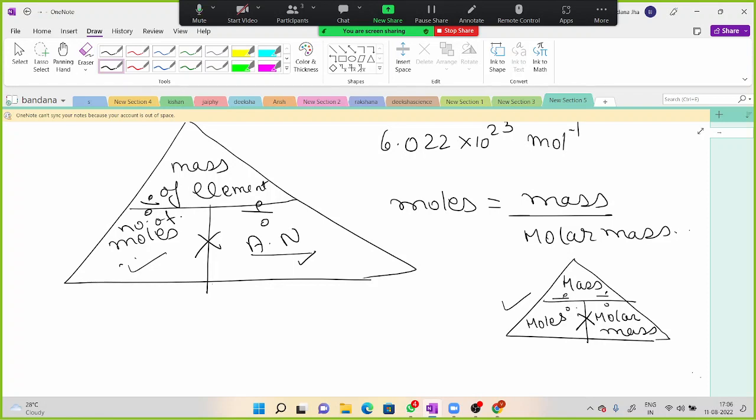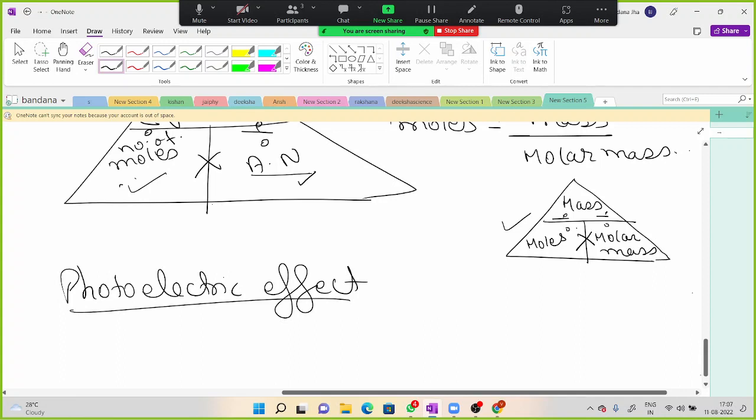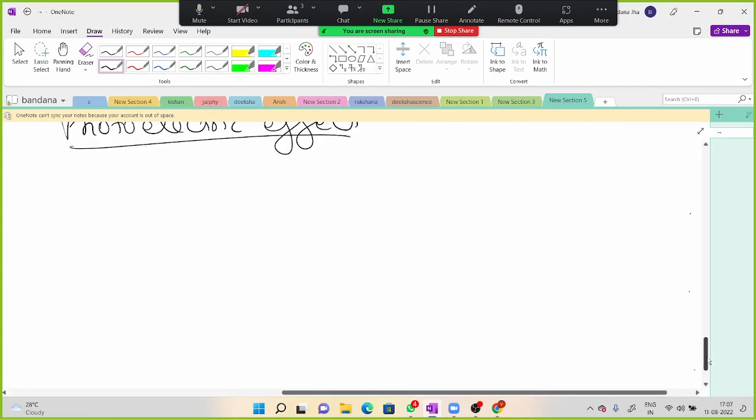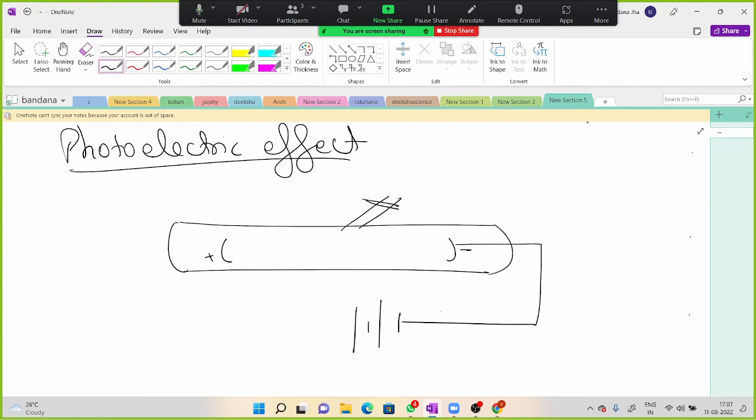We have also studied the photoelectric effect. Suppose this is your glass chamber, which is a vacuum chamber from which we have taken out all the air. This is your cathode, connected with the negative terminal of the battery, and this is connected with the positive terminal of the battery. This is known as your detector. These are the electrodes, and this is your metal.